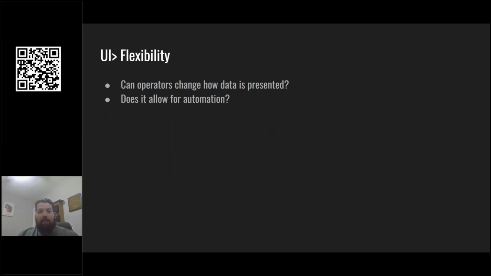Flexibility as it applies to the UI. Can operators change how data is presented? And that kind of falls into automation. So in Cobalt Strike, for instance, there are aggressor scripts you can use to change and enrich the data. So you can make certain things pop out with color. You can change the columns of information. And it also allows you to do automated tasking.